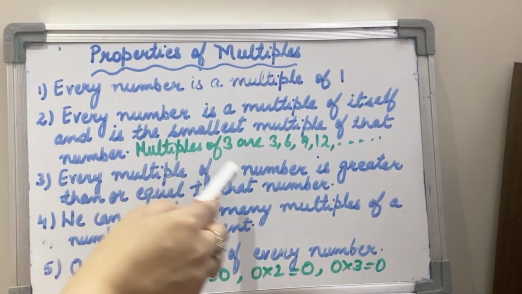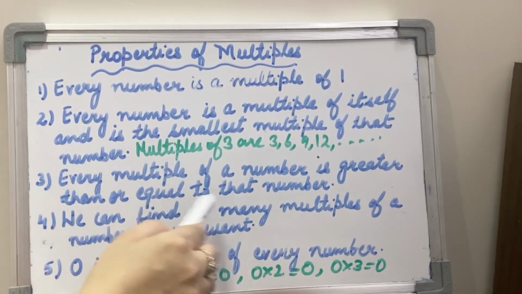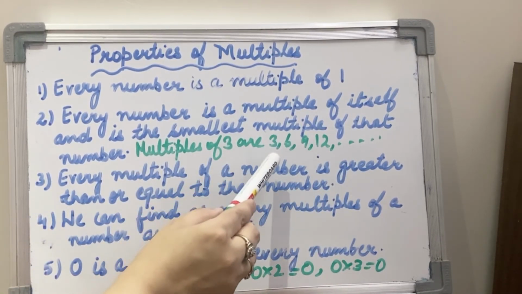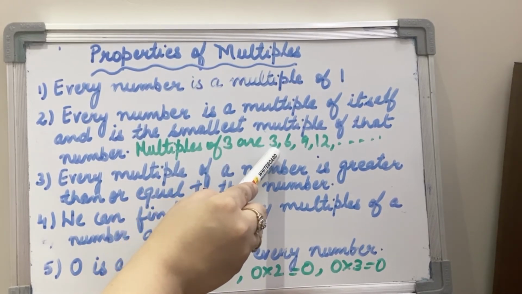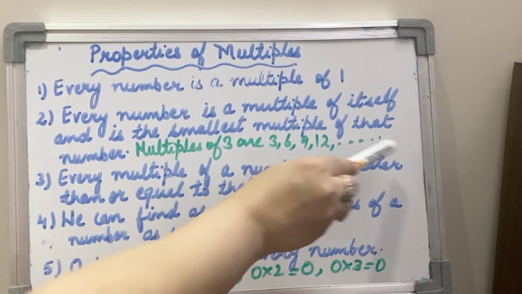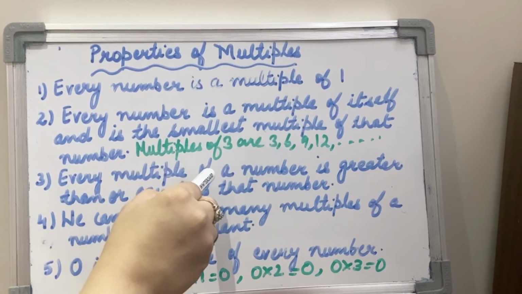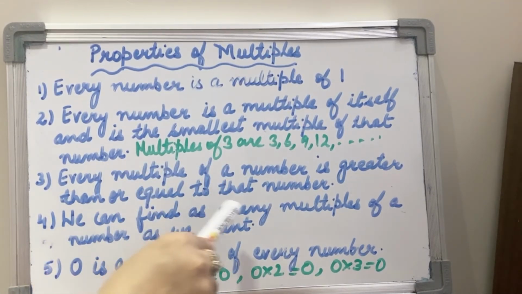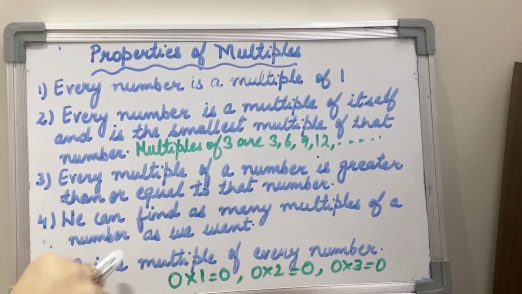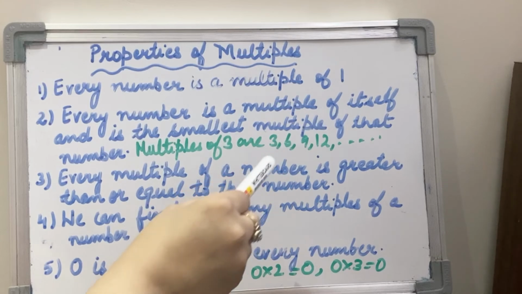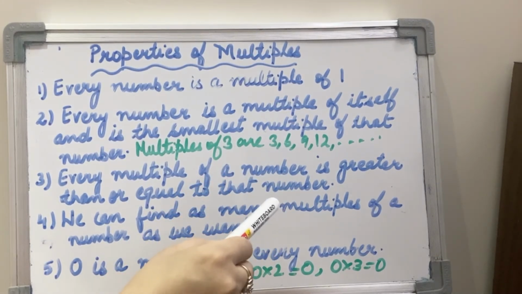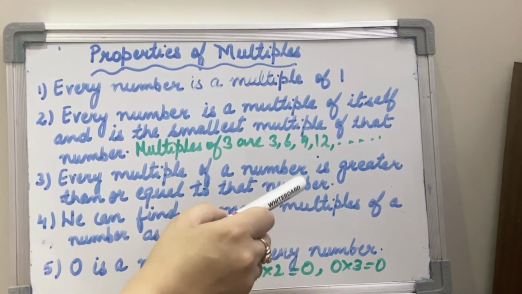Every multiple of a number is greater than or equal to that number. You can see that multiples of 3 are starting from either equal to or greater than, not smaller than the number. We can find as many multiples of a number as we want, because the counting will go on, and in the same way multiples will go on. That was not the case in factors.